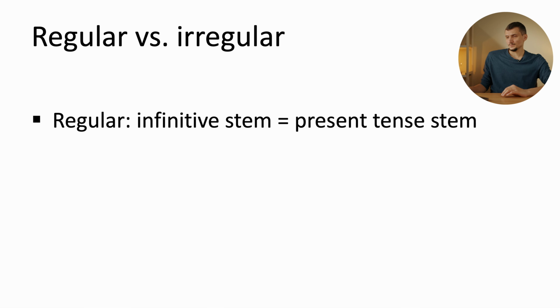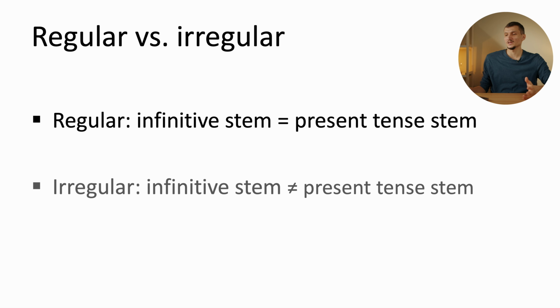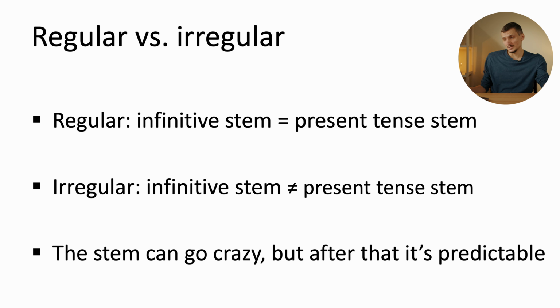So, in technical terms, we'll have a look at what this means in practice in a second, but basically, with regular verbs, the infinitive stem is the same as the present tense stem, and with irregular verbs, the infinitive stem is not the same as the present tense stem. So the stem can go crazy, but after that it's predictable. And if this seems confusing, you'll see right away what we mean by that.